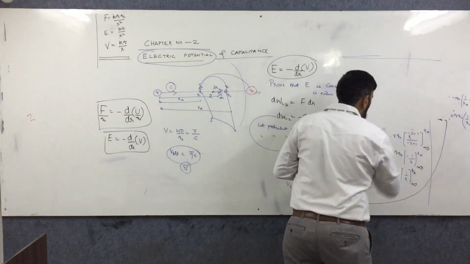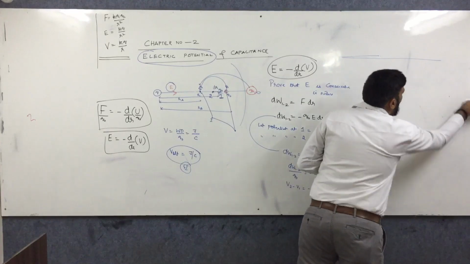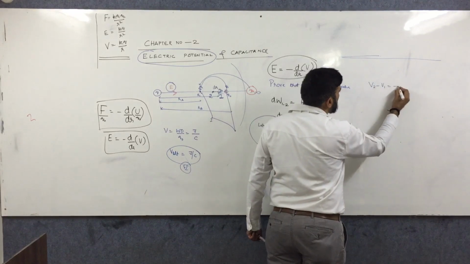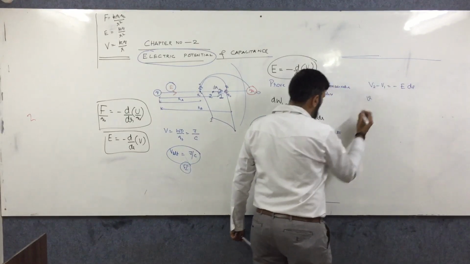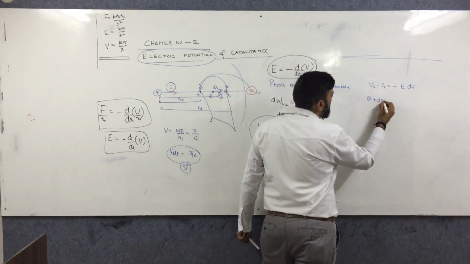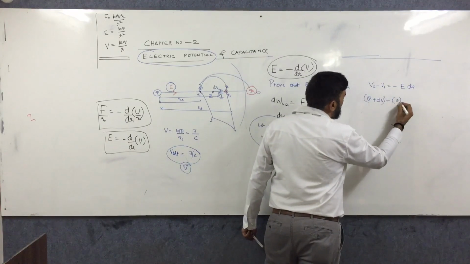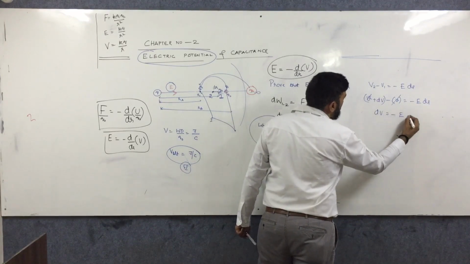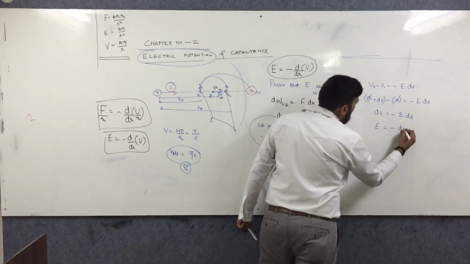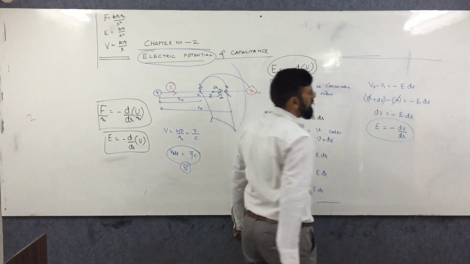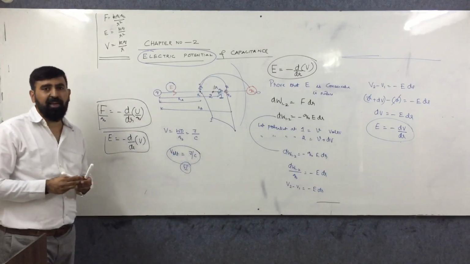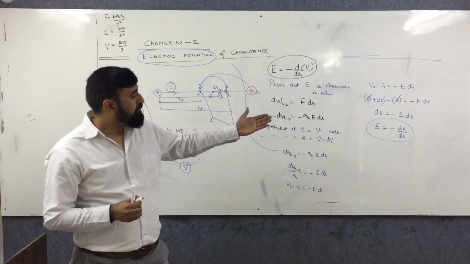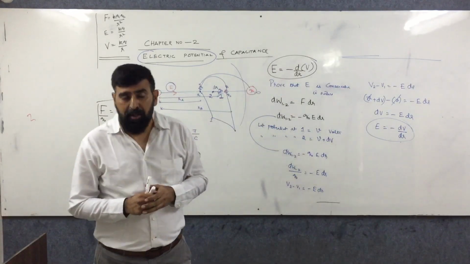Right? So now V2 minus V1 we got is minus E into dr. What is V2? V2 is V plus dV. What is V1? Definitely V minus E dr. This term cancels out. dV is equal to minus E into dr. Clearly E is equal to minus dV by dr. So the expression proves that electric field is conservative in nature because this is the property of conservative fields. We also prove E is equal to minus dV by dr.